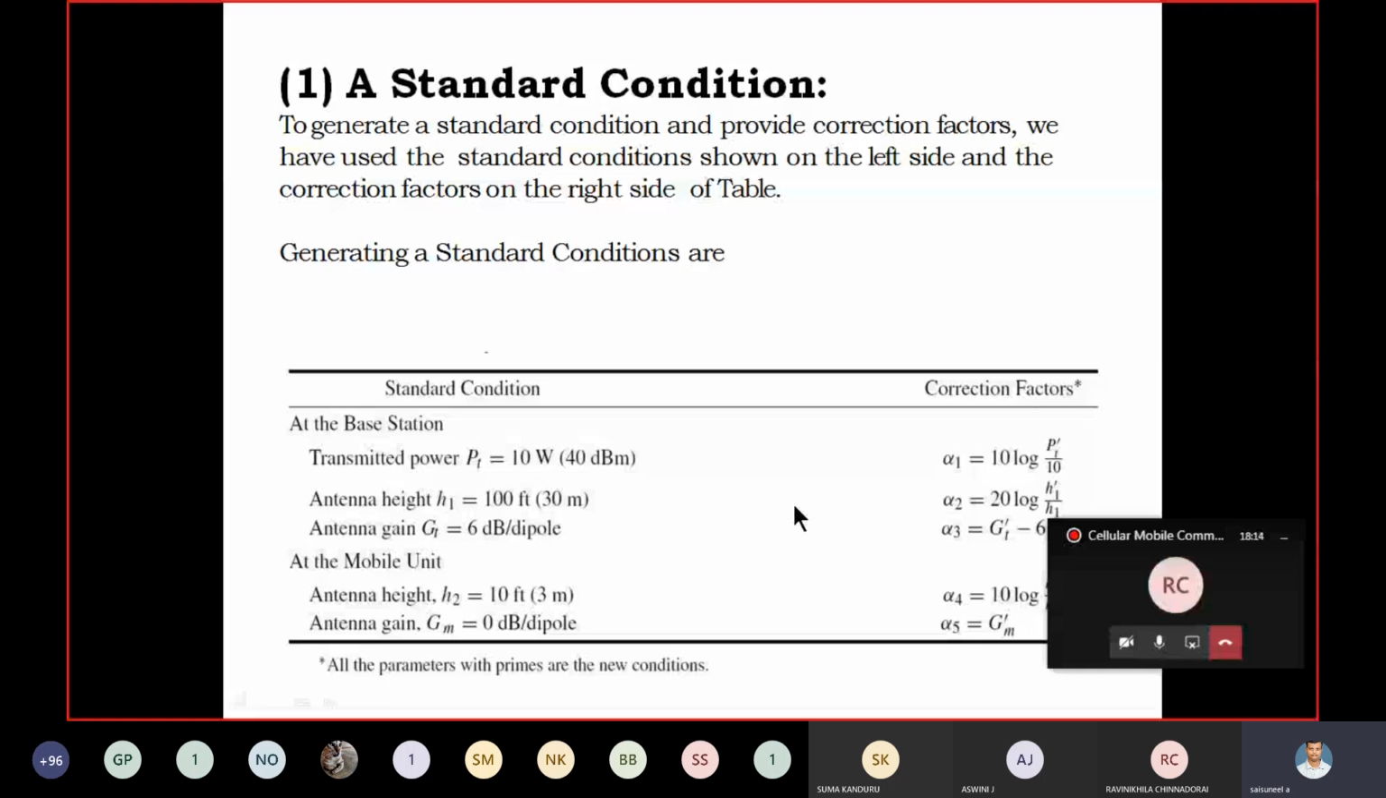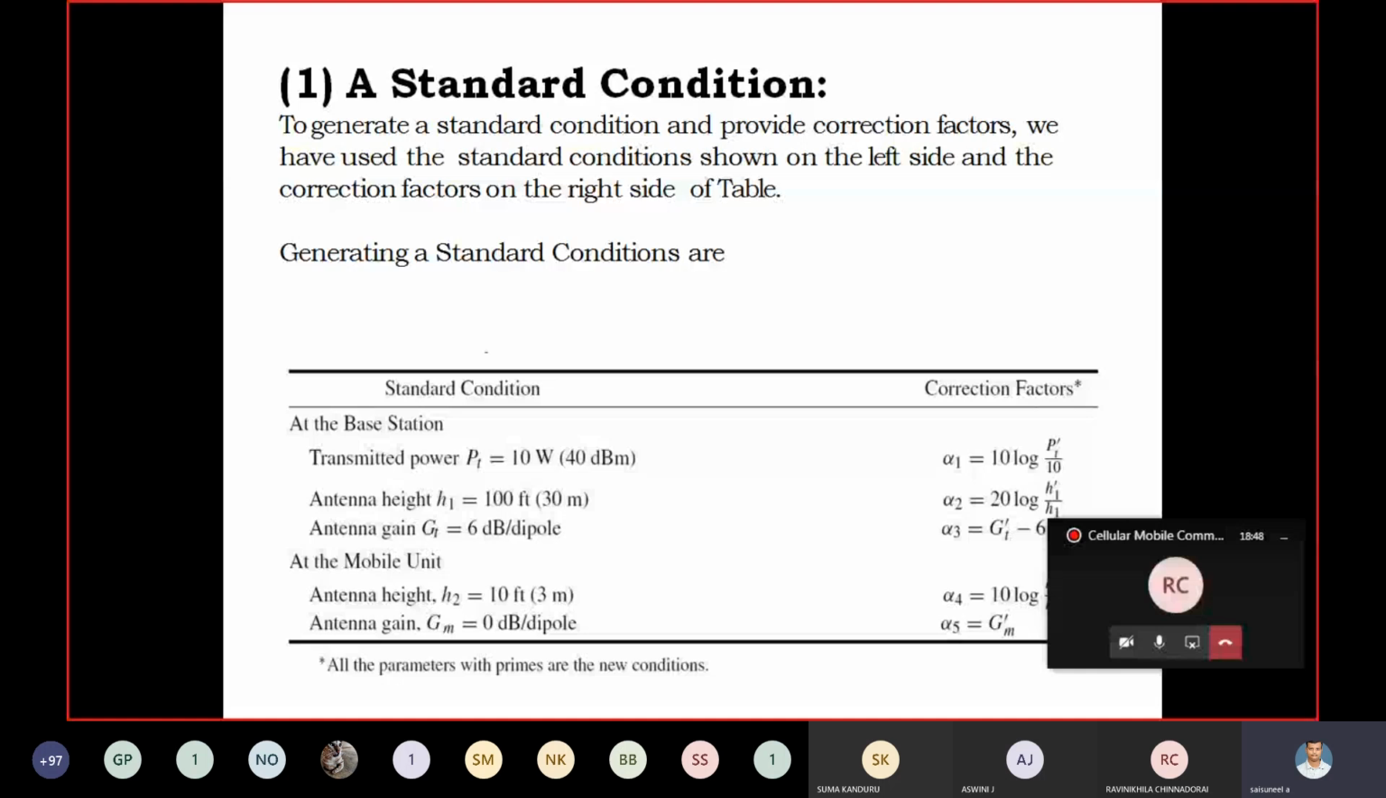Next, for the case of the mobile unit, the antenna height H2 is equal to 10 feet. The correction factor alpha 4 is equal to 10 log H2 dash by H2. Suppose in your home, on the ground floor, we are getting very low signal strength. You move upstairs to the balcony, first floor, second floor, and we get a high signal strength. That is, we have to increase our height, not exactly physically, but the height of this antenna. That is the correction factor.